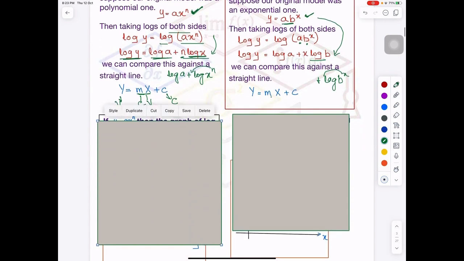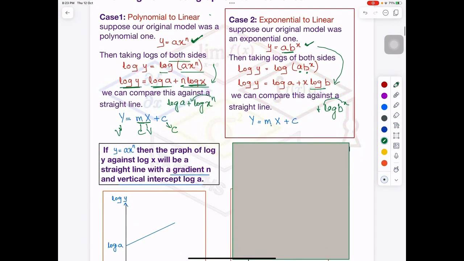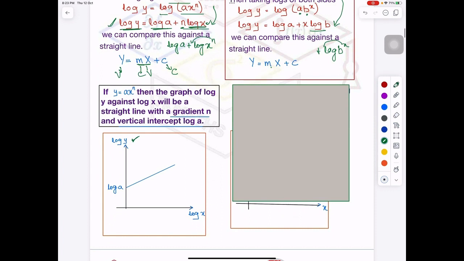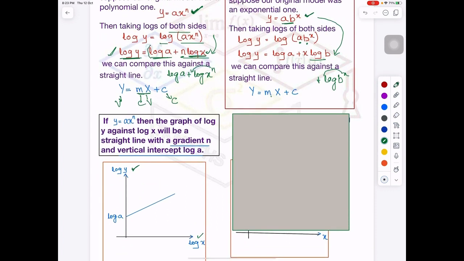So I will show you their graph as well. I told you this is on the y-axis. You can notice here, on the x-axis, I have log x, which is here. And this one is your c-intercept or y-intercept. So it will be log a here, right?